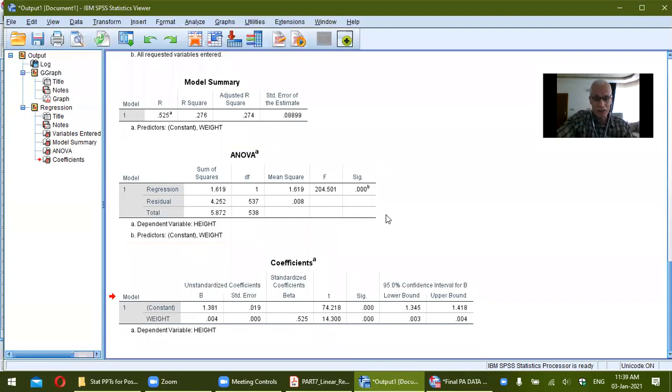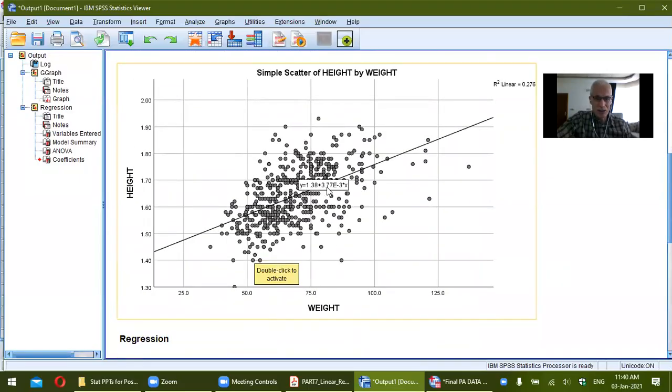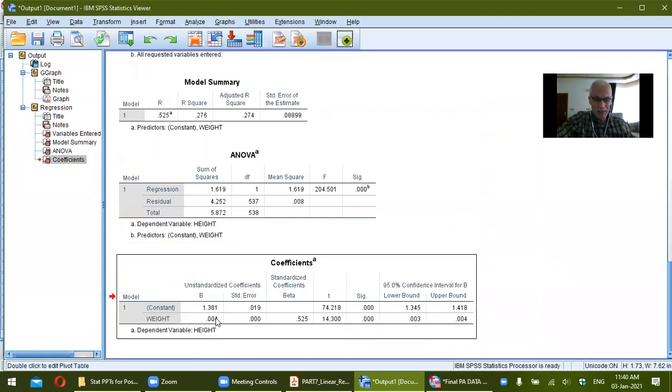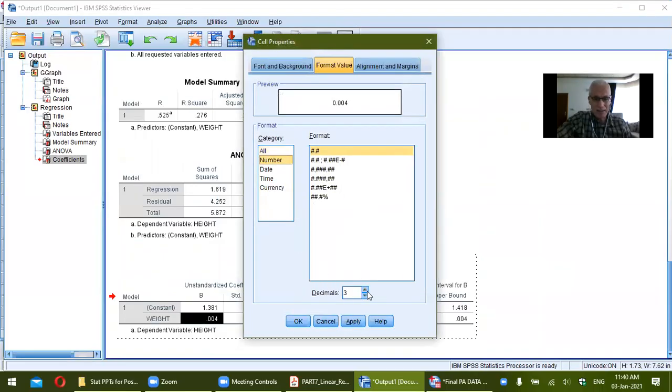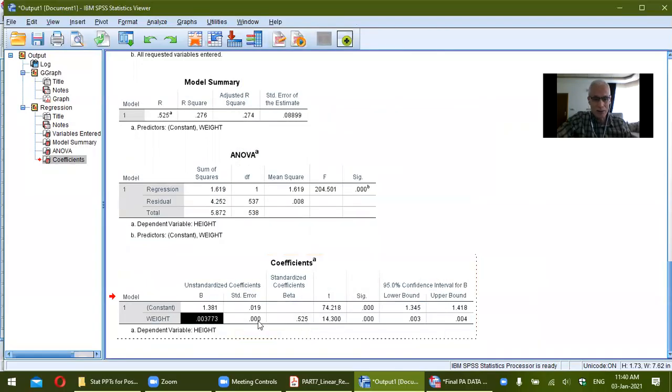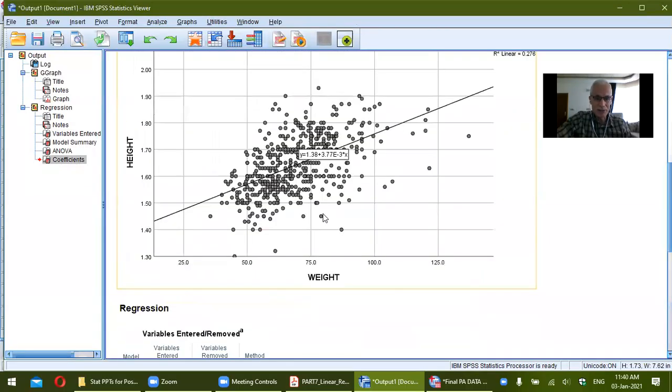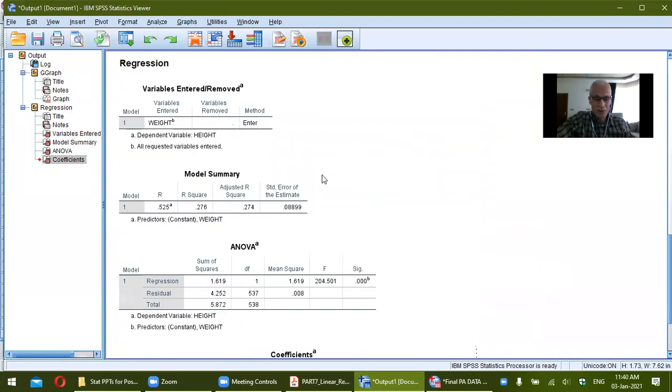So my model is significant, which means that weight can predict the height. The constant is significant, which doesn't matter, but this is the weight, so it is significant really. And this is the approximation of the value. This is the coefficient, which is here. It is to the power of -3. If we go here and check exactly what this value is, under cell properties or number format, and increase the decimal, okay, this is the decimal. This is the same value here.